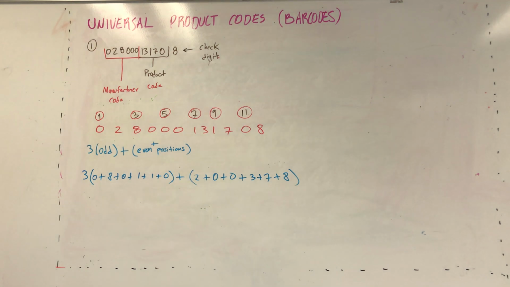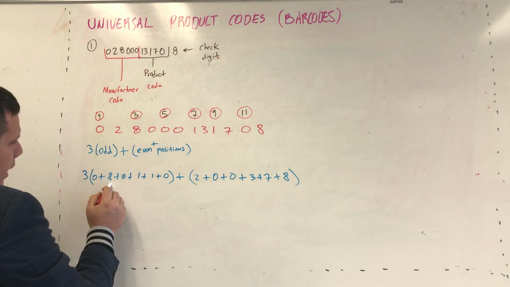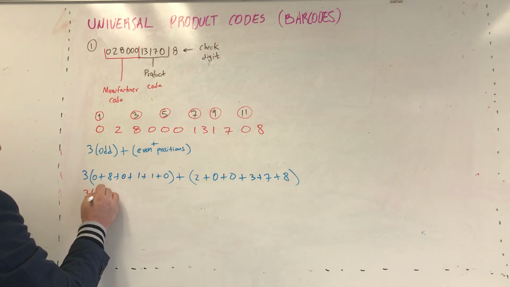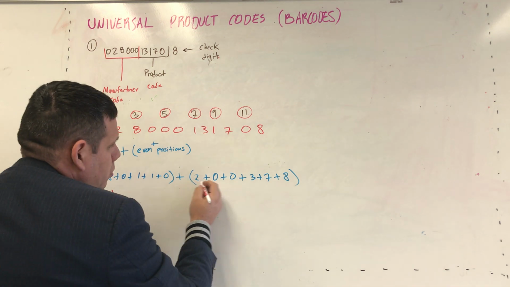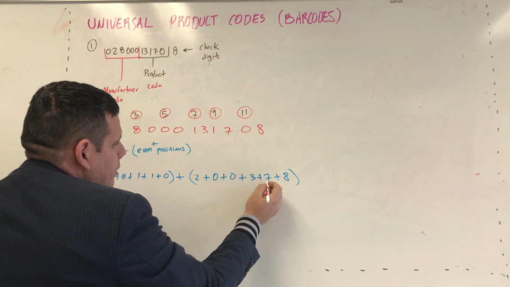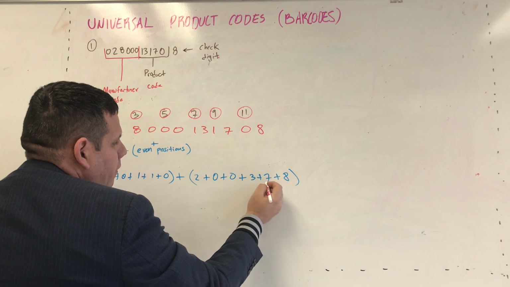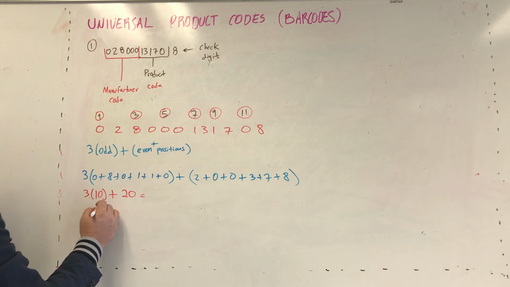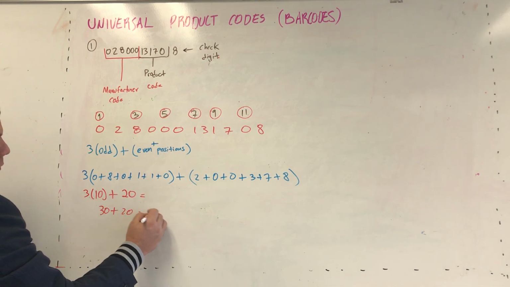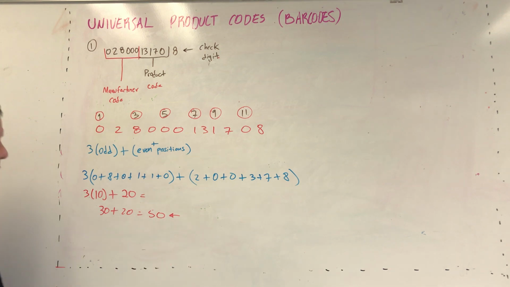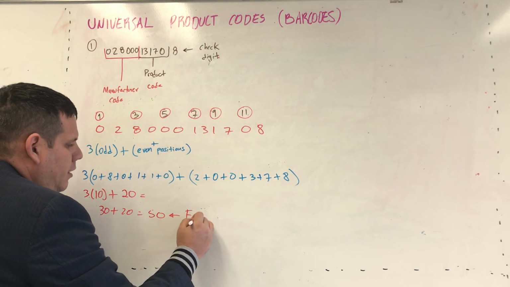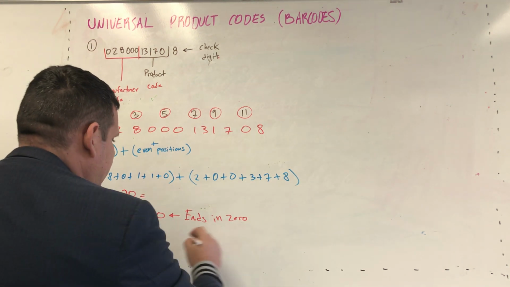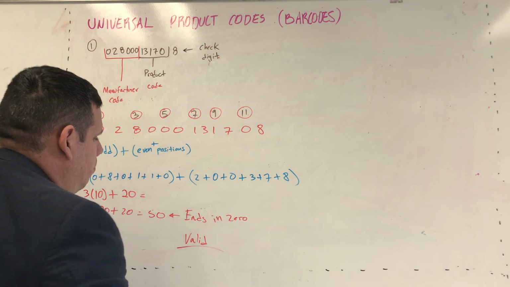All right? So now we need to make the addition. I have 8, 1, and 1. That is 10. So I have 3 times 10, plus 2 and 3 is 5. 7 and 8 is 15. 15 and 5 is 20. So 3 times 10 is 30 plus 20 is 50. As you can see, this is ending in 0. It ends in 0, so we can say that this is valid. This is a valid product.